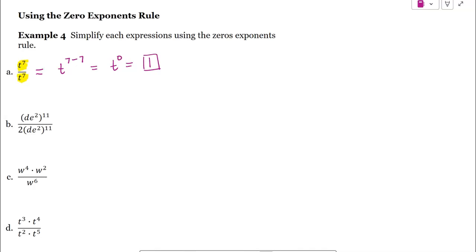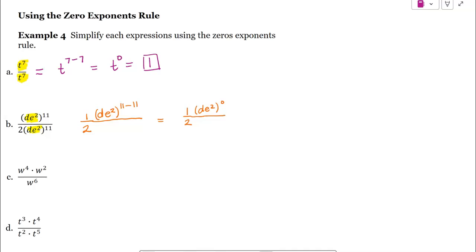I've got DE squared to the 11th power and DE squared to the 11th power. That 2 in the denominator is just kind of along for the ride. We'll leave it there for just a moment. So let's just leave the 2 down in the denominator and then write DE squared to the 11 minus 11. I'm just taking those two items that are raised to an exponent and kind of putting them together. So that'll be 1/2 times DE squared to the 0 power.